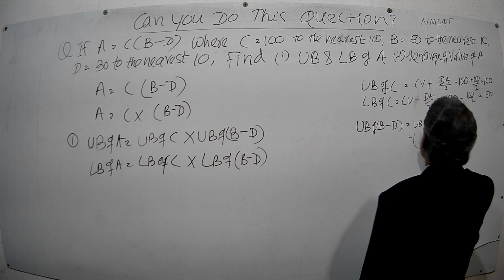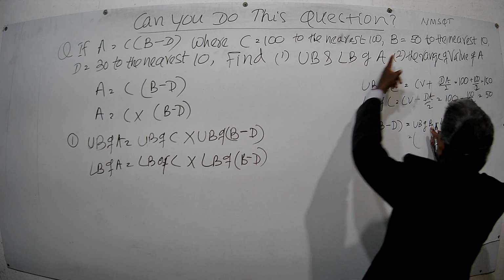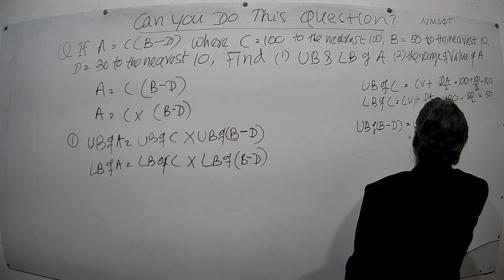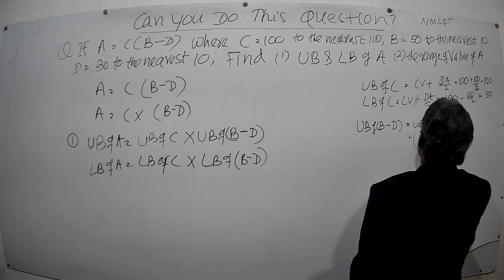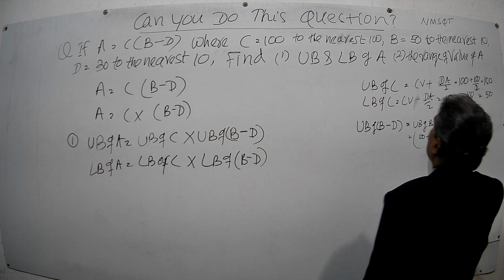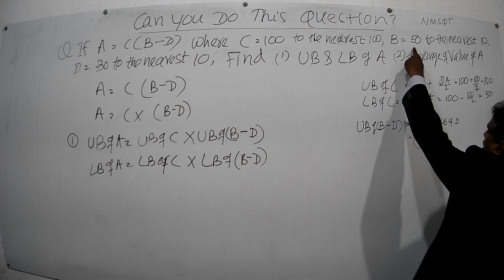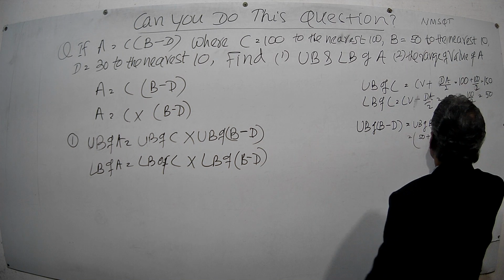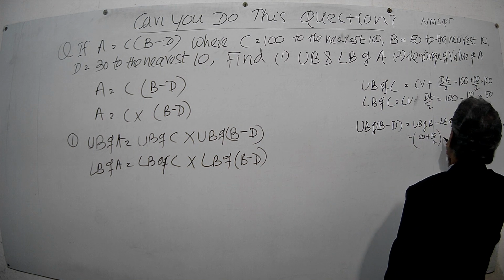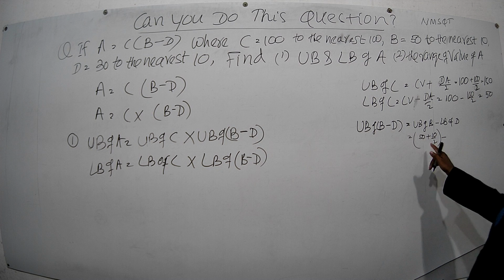Now, the corrected value of B, how much? It is given, 50. Then plus the degree of accuracy of B, which is 10, divided by 2, right? That is the upper bound of B.